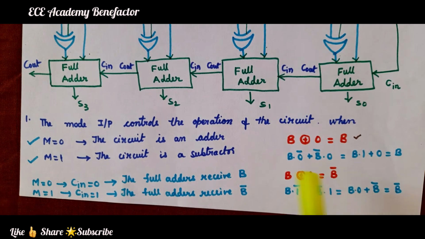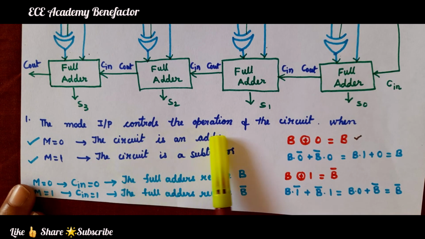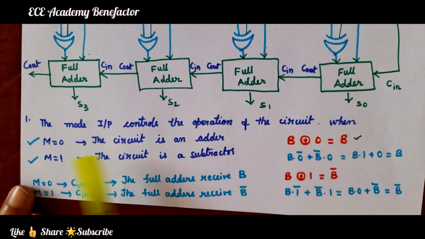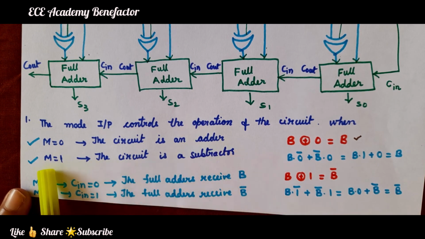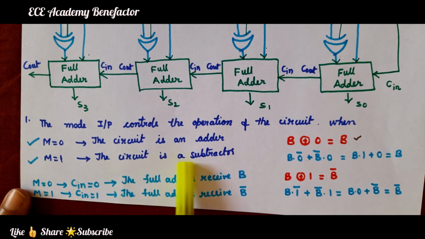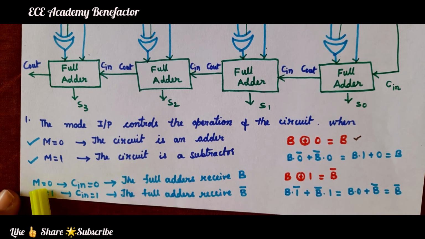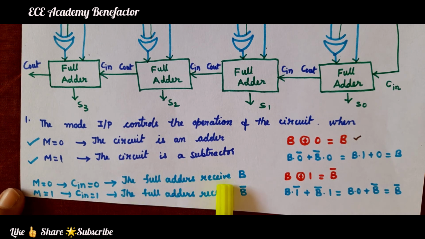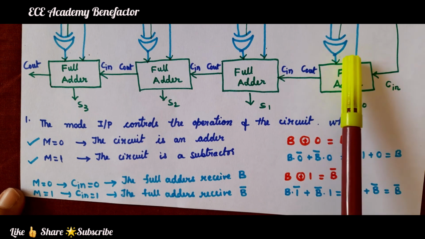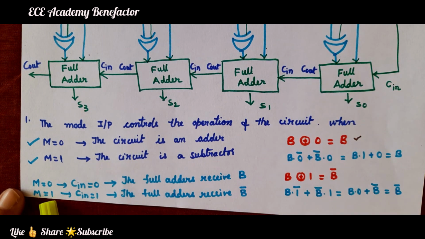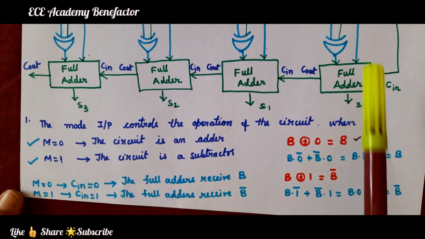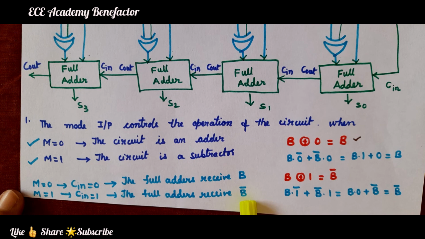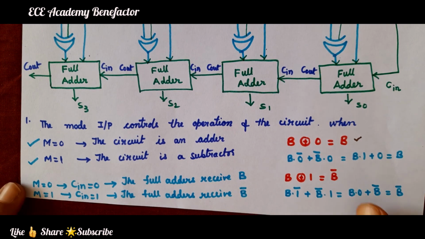Okay. So, the mode input controls the operation of the circuit. When M is equal to 0, the circuit is an adder. When M is equal to 1, the circuit is a subtractor. So, when M is equal to 0, the input carry becomes 0, and the full adder receives the output from the XOR gate as B. When M is 1, the input carry is 1, and the full adder receives the output of the XOR gate as B bar. So, it will act as a subtractor circuit.